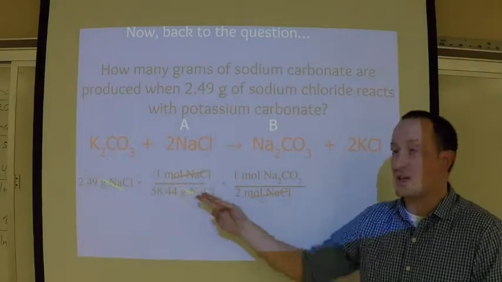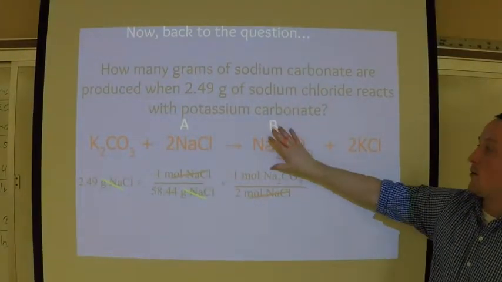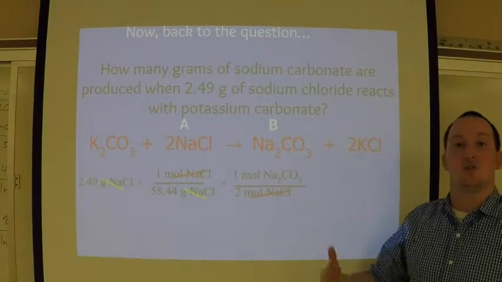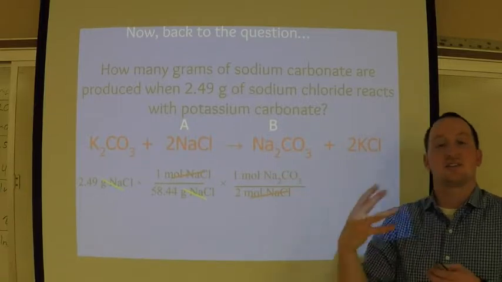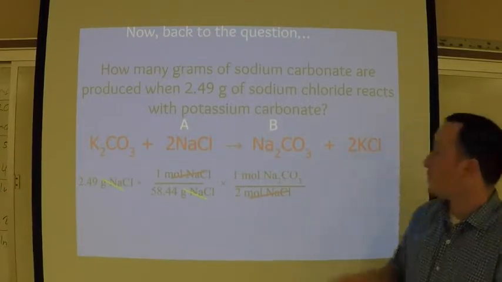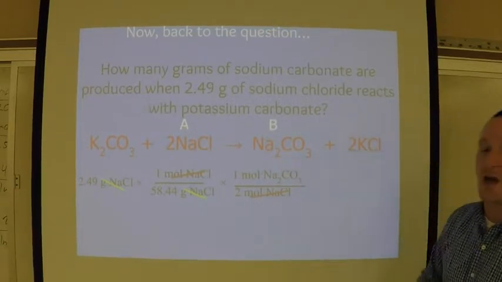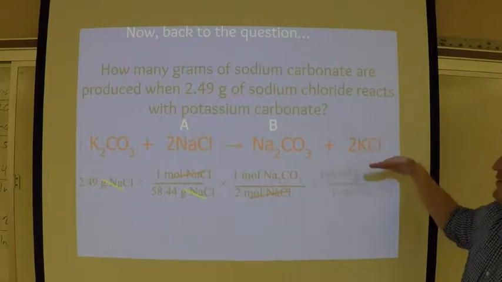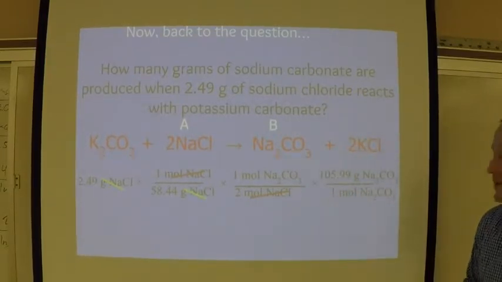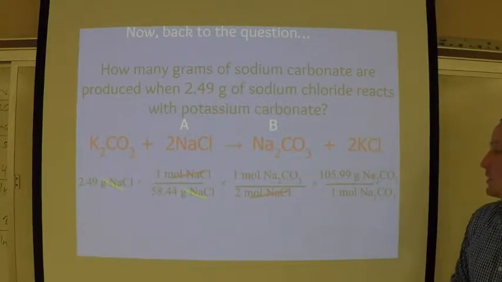My moles of NaCl are going to cancel out. Now I need to change from moles of substance B to grams of substance B. In order to do that, if you look at your mole map, it says that I need to multiply by the molar mass of substance B. Well, substance B is Na2CO3. So I'd figure out its molar mass, and I'm going to multiply by it, so that means it's going to go on top. Na2CO3's molar mass is 105.99, and that's going to go over 1 mole of the sodium carbonate.